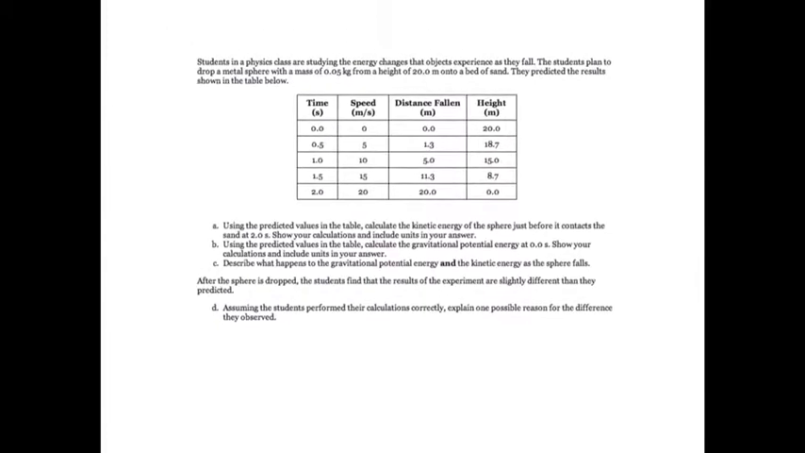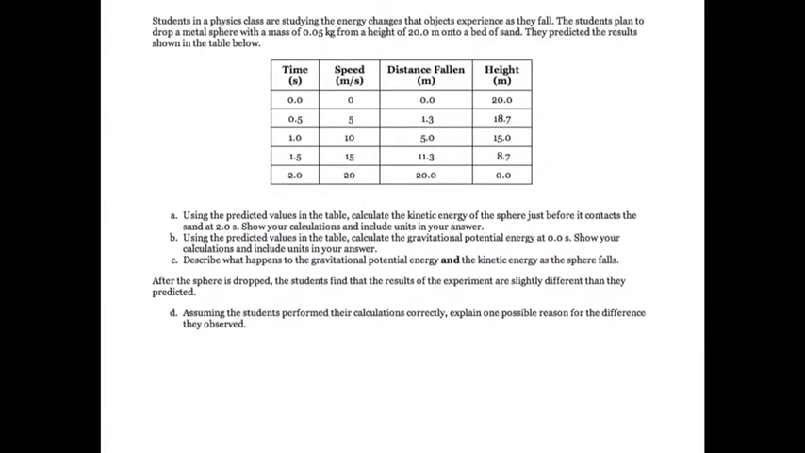All right, our next one. Ooh, our next one is the really, really big one, the big open response one. So this is the one where students in a physics class are trying to study energy changes in objects as they fall. They're going to drop a metal sphere that has a mass of 0.05 kg from a height of 20 meters. So those two things are important for us to remember.